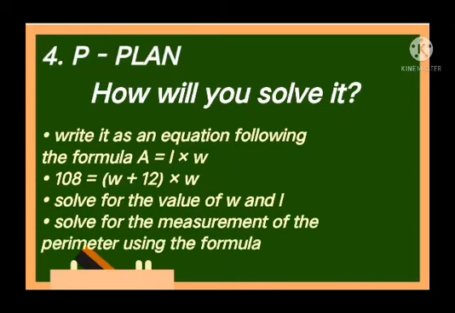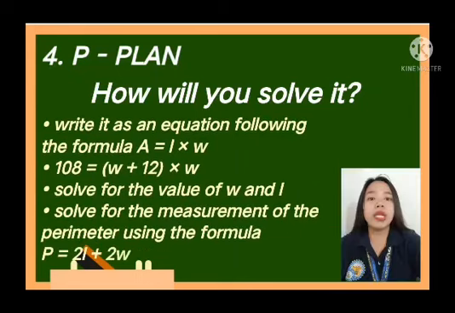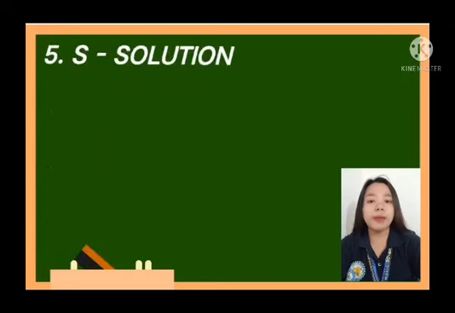So we'll have 108 is equal to the quantity of W plus 12 times W. Then, when we already solved the measurements of the length and the width, we can proceed in finding the perimeter using its formula P is equal to 2L plus 2 width.